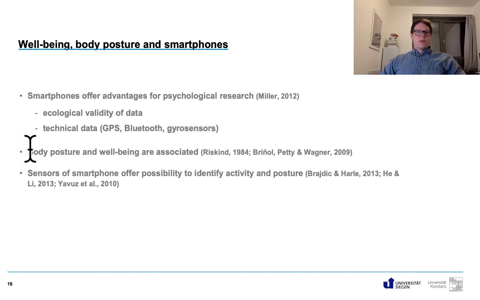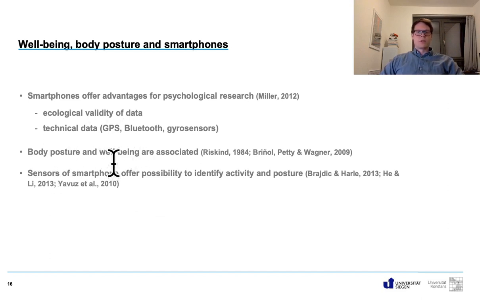The theoretical background is that body posture and well-being are associated, so you can think of it as a slumped posture is usually associated with lower well-being in comparison to a more straight posture, and this was investigated very early on. In addition, smartphones itself offer the possibility to identify activities, or for example step measurement, but also posture, which has been shown in previous studies.